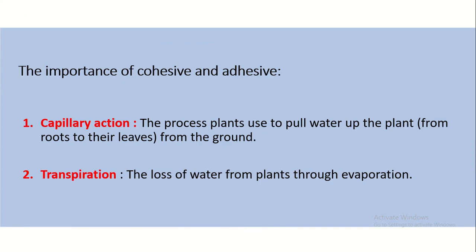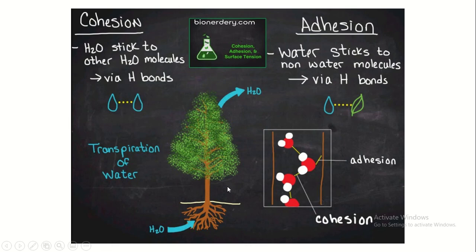And what actually is the importance of the cohesive and adhesive behavior of water? The first one is that it is important for capillary action, which refers to the process where plants pull up water from the roots to their leaves, the water that they absorb from the ground. And it is also important for transpiration, which refers to the loss of water from plants through the evaporation process.